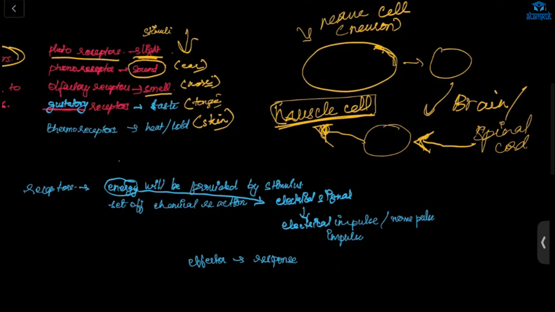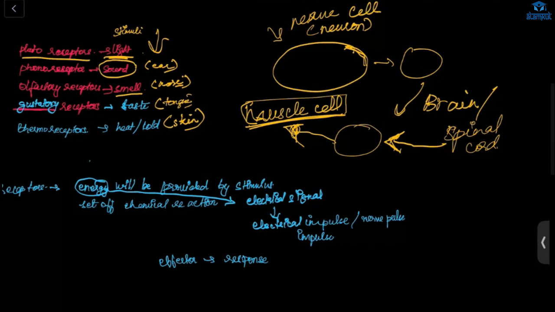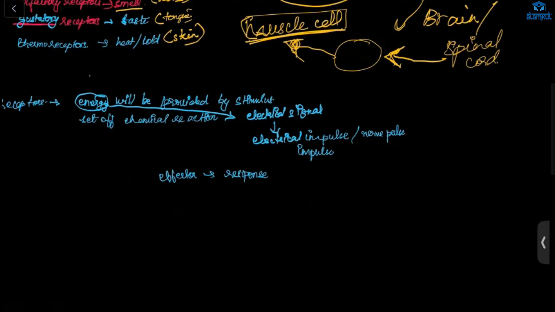Now let's see. Can you understand this? The receptors receive stimuli from the environment, right? What are the stimuli? Light, sound, heat, cold, taste. All those things are stimuli, and receptors receive them. After receiving, it will send it to the brain.